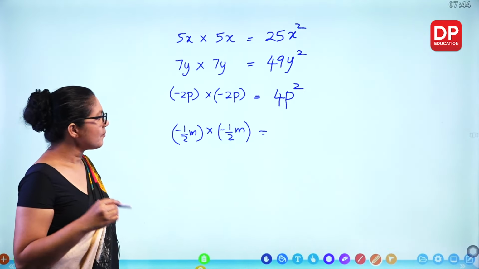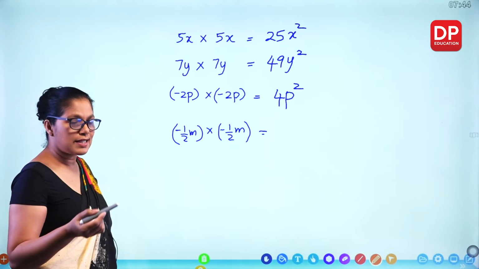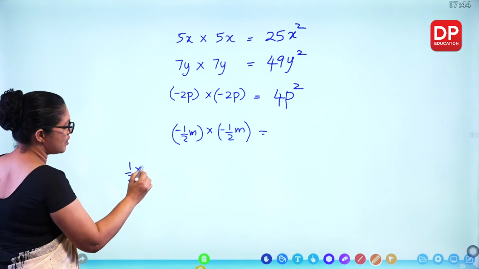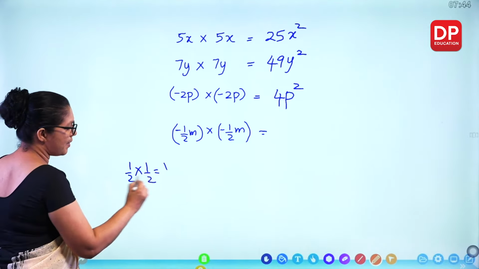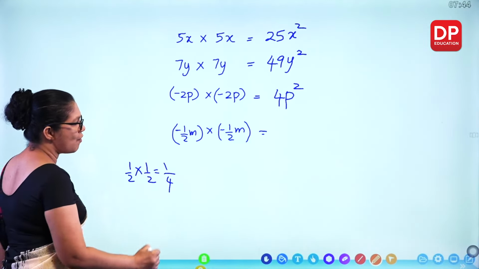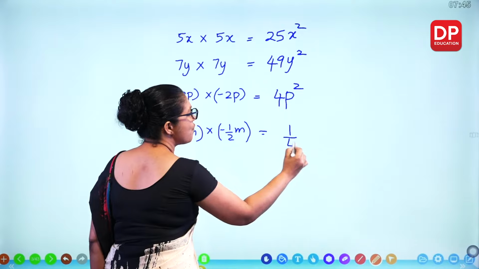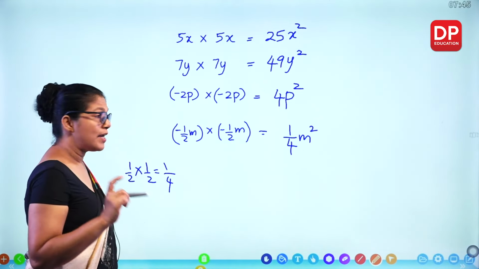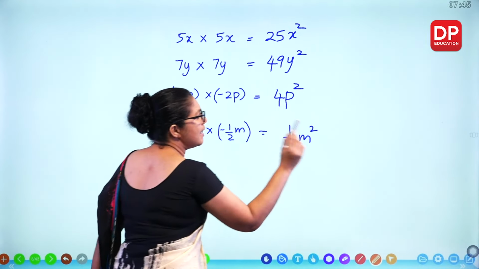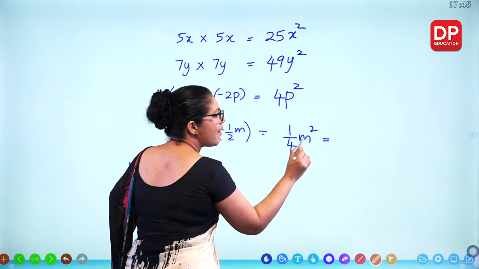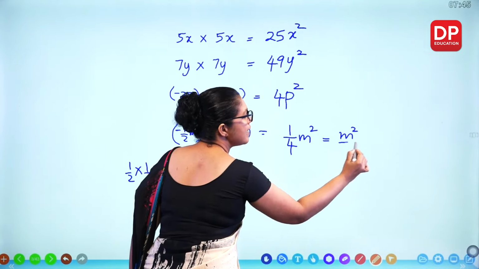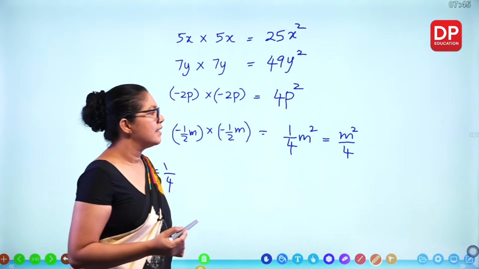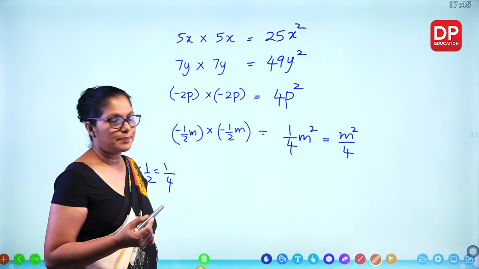This one, half times half. Minus into minus becomes plus. Half into half. So what is half into half? Multiply the numerator separately, denominator separately. 2 times 2, 4. So you will get 1/4 m into m, m squared. When you are writing something like this, you can write it in different ways. You can write m squared up and write 4 there. That's also the same thing. Or 1/4 m squared. Same expression.